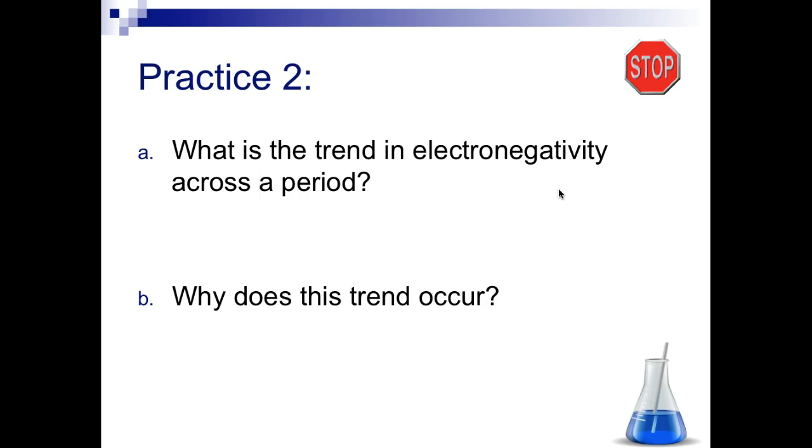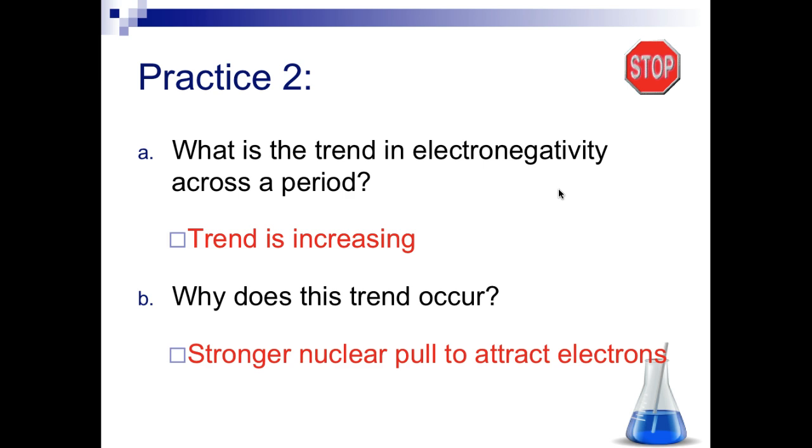So let's look at practice problem 2. What is the trend in electronegativity across a period, and why does this trend occur? I want you to pause the video, answer this question, and then we'll come back. Great, welcome back. Hopefully we got this right. What is the trend in electronegativity across the period? The trend increases. Electronegativity increases as you go across the period. And why does this happen? Because as you go across the period, the atoms get smaller, so there's a stronger nuclear pull to attract those other electrons.